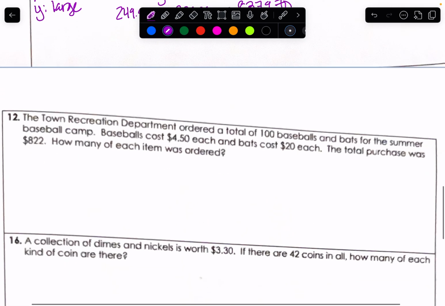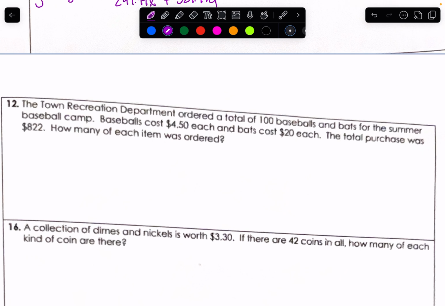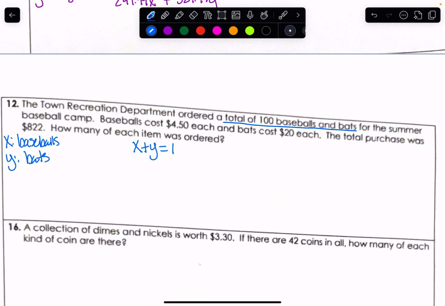Moving on to the last one that we're going to set up together, which is number 12. The town recreation department ordered a total of 100 baseballs and bats for the summer baseball camp. So let's define our variables. Let's let X equal our baseballs, and let's let y equal our bats. Now it said they ordered a total of 100 baseballs and bats, so that must mean that x plus y equals 100.